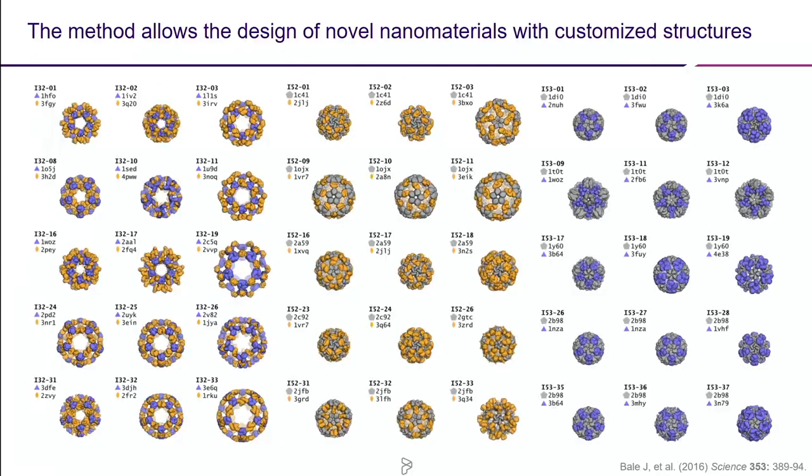Again, what that allows you to do is really tailor the structural features of the material to specific applications. If you wanted something that's more porous, for example, you would go for this architecture on the left. If you wanted something that's less porous, you would go for the architecture on the right. If you want an 18 nanometer particle, a 19 nanometer, a 20 nanometer, you can design precisely that.